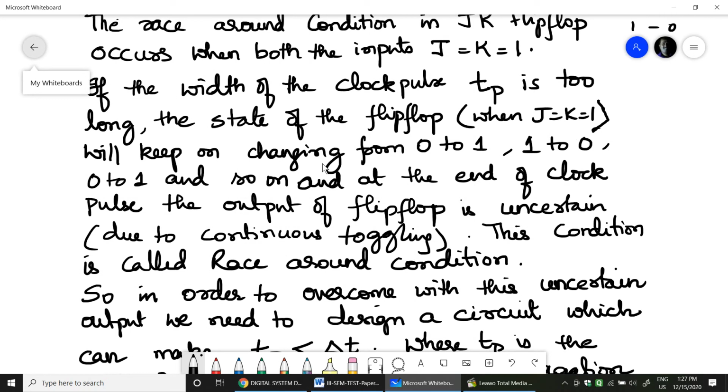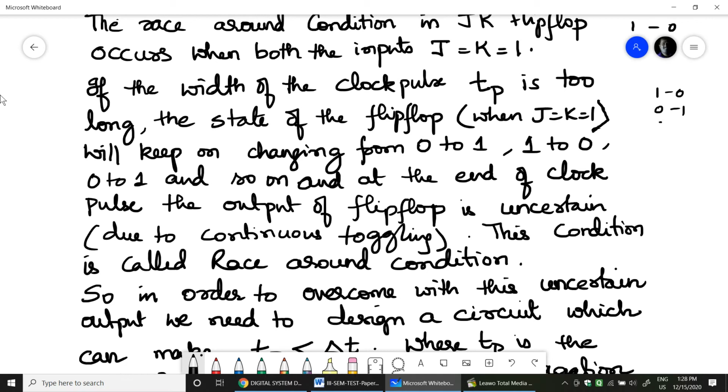So the state of the flip-flop will keep on changing from 0 to 1, 0 to 1, and so on. And at the end of the clock pulse, the output of the flip-flop is uncertain due to continuous toggling. This condition is called race around condition. Uncertain means when it changes so fast from 0 to 1, 1 to 0, at the end of the clock pulse you will never be able to predict the final output of this flip-flop, because it's so fast. Therefore the output is uncertain at the end of the clock pulse. This is what the race around condition is all about.